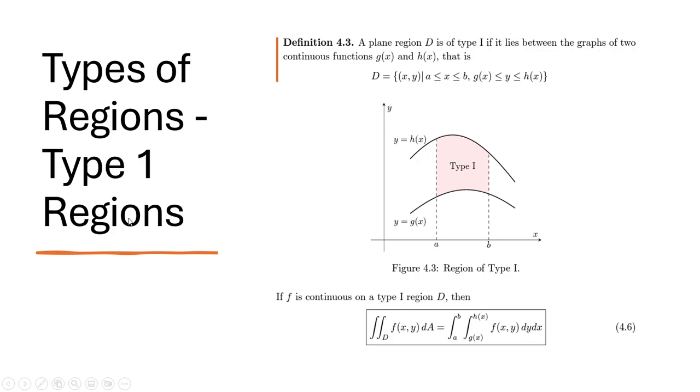For type 1 regions, the definition says a plane region D is of type 1 if it lies between the graphs of two continuous functions g of x and h of x. It means the region is enclosed by curves that can be represented as functions of x. And when we draw vertical lines parallel to the y-axis, they intersect the region at most twice.